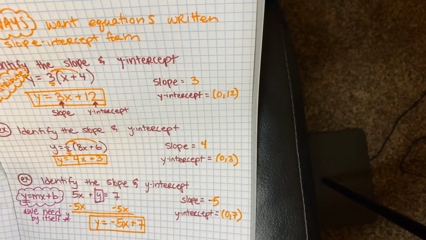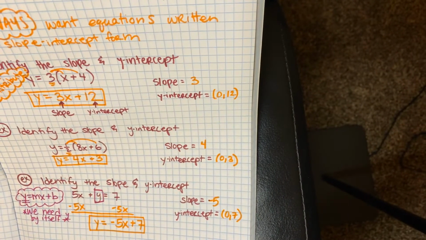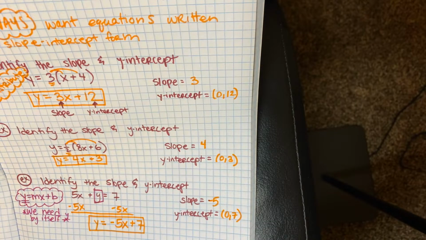Your classwork, which is going to be on page 2, is going to be going over exactly what we just did, putting things in slope-intercept form, and then identifying which is the slope and which is the y-intercept.